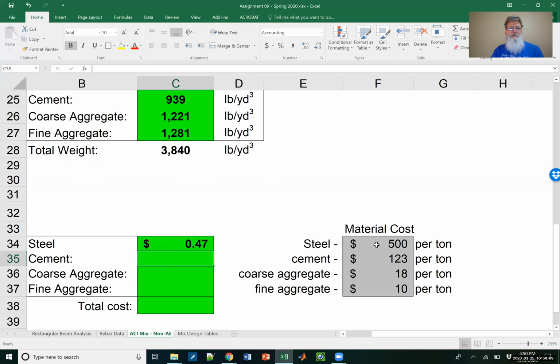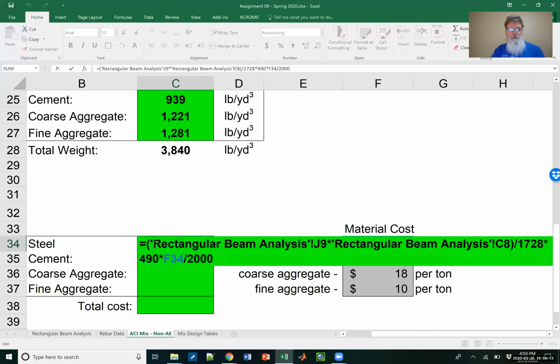So I should get 47 cents for my steel. Again, you can see that's the area of steel times the length of steel, then divided by 1728, that's my conversion to get from cubic inches to cubic feet. Then times 490, steel weighs 490 pounds per cubic foot, times F34, that's our cost per ton, and then of course 2,000 pounds is our ton.